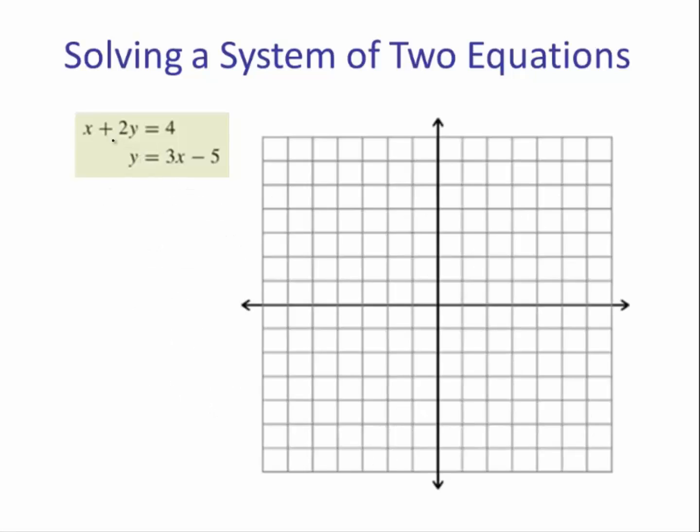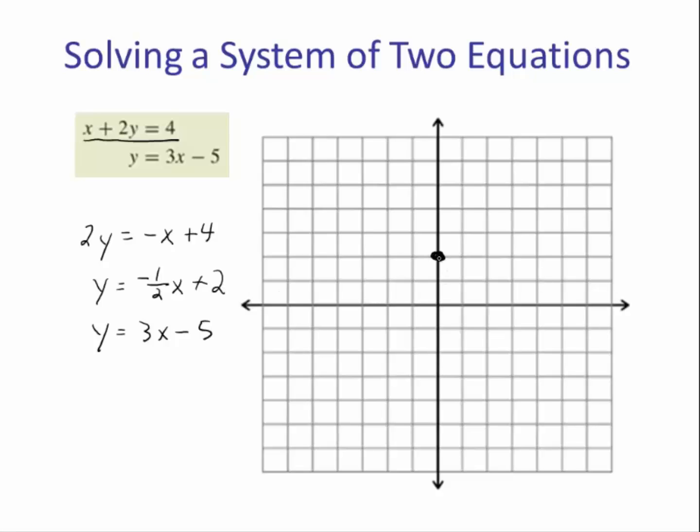To graph this by hand, we first have to write this equation in y equals mx plus b form. So we have to subtract x from both sides. That's going to give us 2y equals negative x plus 4. Dividing by 2, we have y equals negative 1 over 2 x plus 4 divided by 2, which is 2. The other equation, y equals 3x minus 5, is already in y equals mx plus b form.